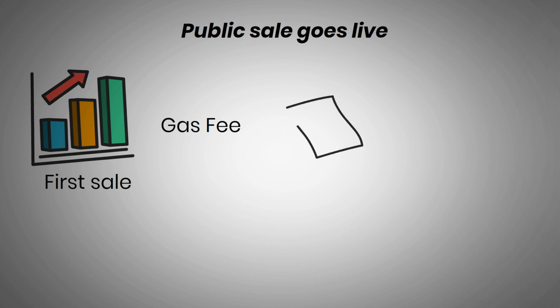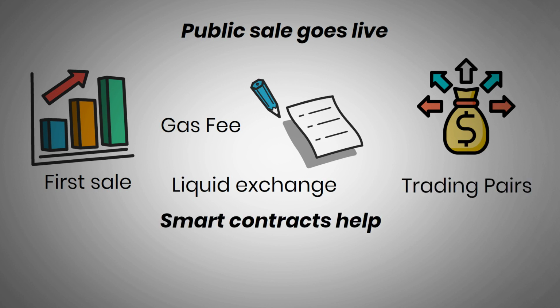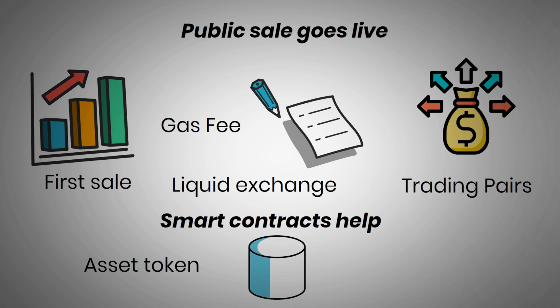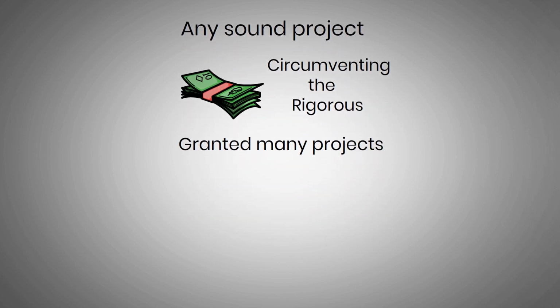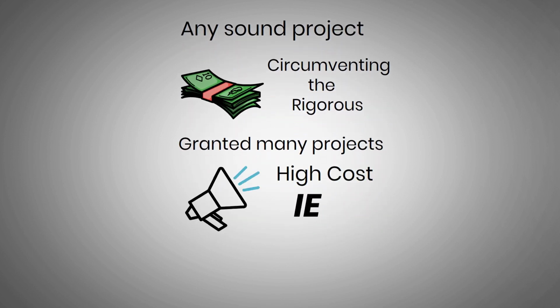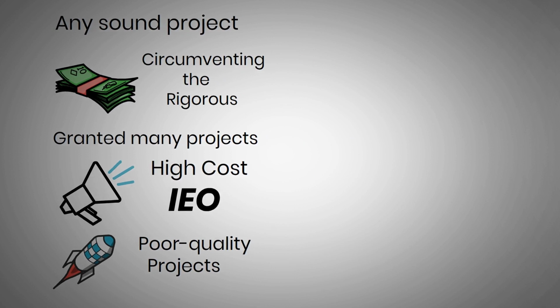The gas fees for executing a new smart contract are negligible with a liquid exchange, because plenty of liquidity is provided for trading pairs. The smart contracts help to manage the asset token and liquidity pool, and unlike traditional fundraising models, IDOs can mint tokens instantly. Moreover, any sound project can be qualified to raise funds. Circumventing the rigorous approval process has granted many projects access to retail investors. The same can be said about avoiding the high cost of initial exchange offerings. However, lack of due process has also resulted in the launch of many poor-quality projects. Such projects also include outright scams where project owners fleece investor funds and vanish.